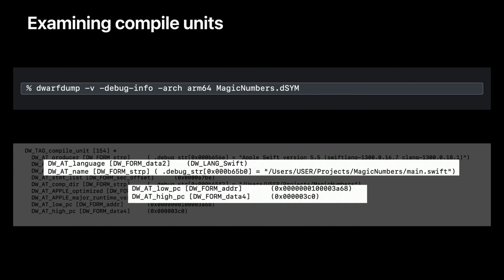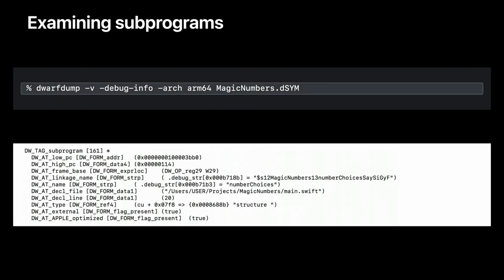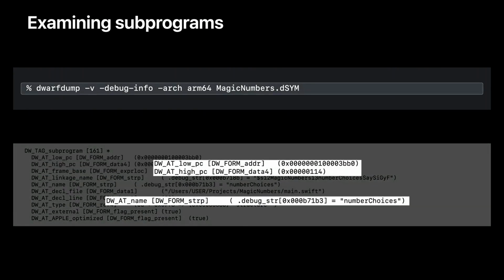First, we'll look at a compile unit. This matches some of the properties of a compile unit I mentioned earlier. Dwarf dump helpfully combines the debug info and debug abbrev contents to show you the structure and content of the data in your dSYMs. And if we scroll down the output, we'll encounter one subprogram child.